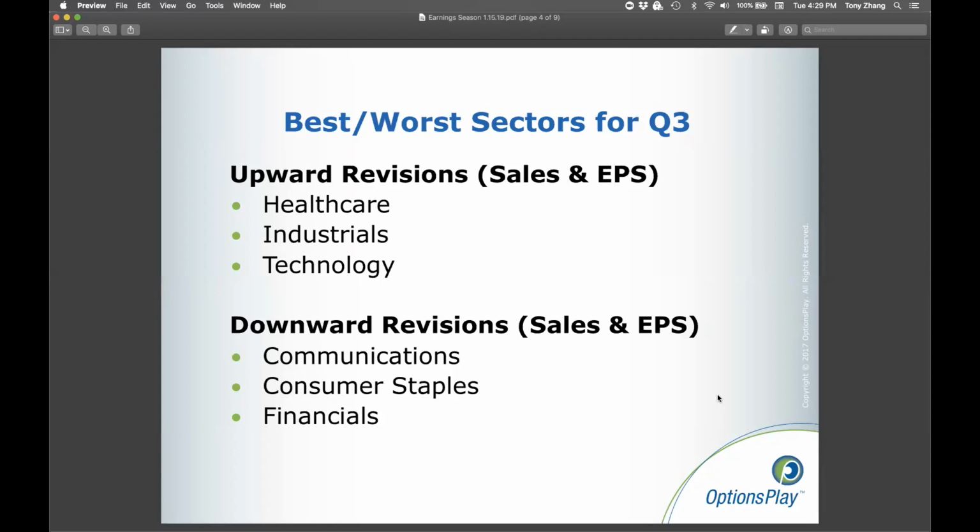On the downside, the stocks seeing the largest downward revisions, meaning companies reporting expectations that earnings and profits will come in lower than expected, are communications, consumer staples, and financials. These are actually the same sectors we looked at in Q3 as we are expecting in Q4. So those are some of the sectors to pay attention to if we're looking for opportunities for stocks to beat or miss on earnings.